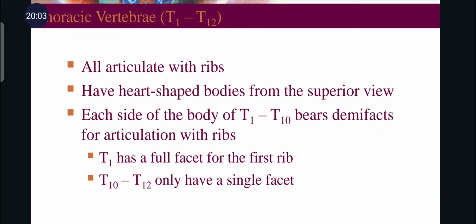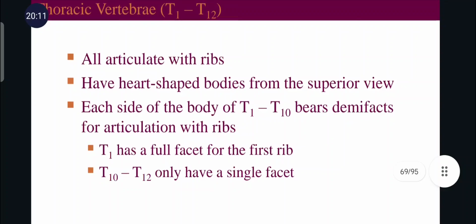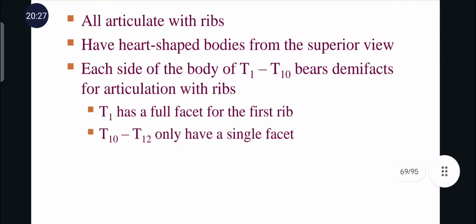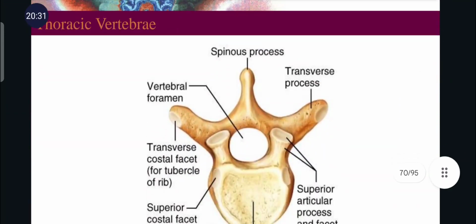Next are the thoracic vertebrae, which are 12 in number, that is T1 to T12. These are articulating with the ribs at the facets where the ribs articulate with the thoracic vertebrae. They have heart-shaped bodies from the superior view, and each side of the body, T1 to T10, bears a demi-facet for articulation with the ribs. T1 has full facets for the first rib, while T10 to T12 have a single facet.